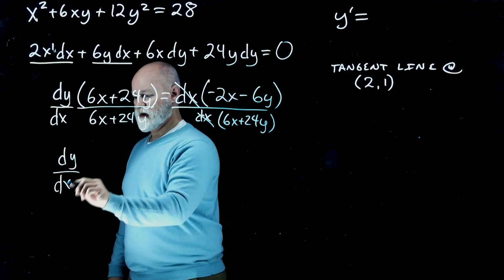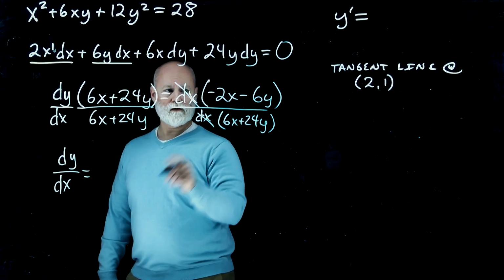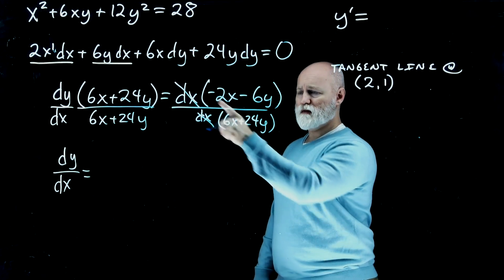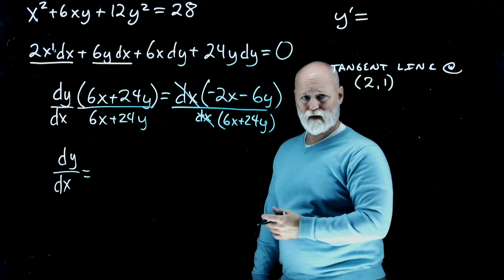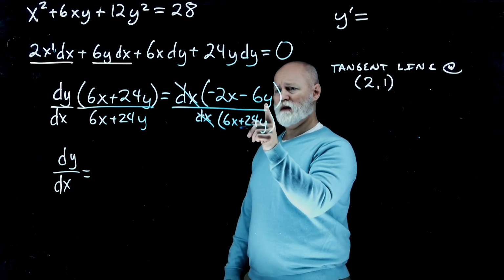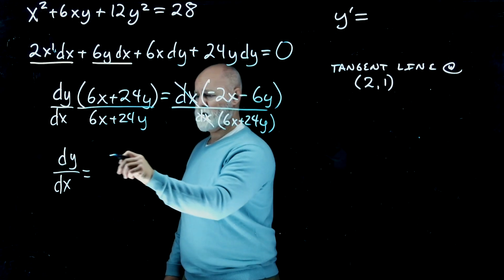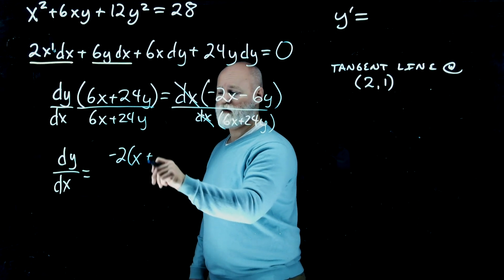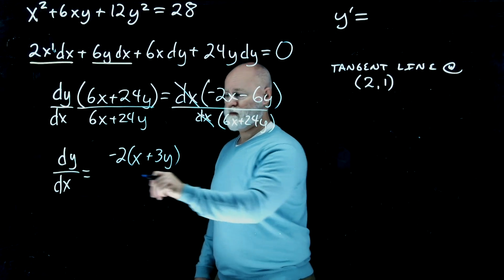over dx is going to be equal to, now remember what I said, if we do some little bit of factoring here, we might be able to get this piece to simplify for us a little bit. So let's see what we can do with that. I'm going to go ahead and take out a negative 2 out of that. So it's negative 2, and it's x plus 3y.